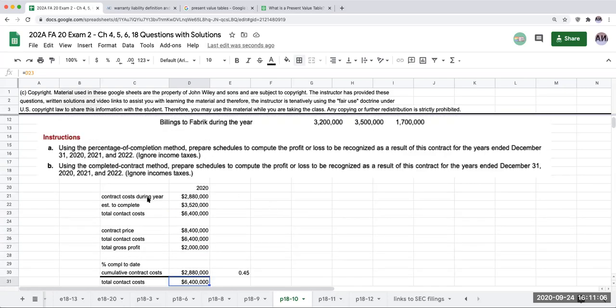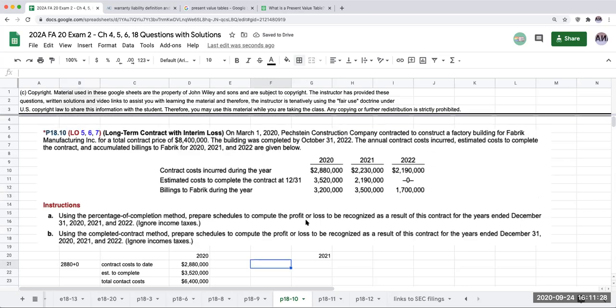Okay. So I'm going to rename this. This will be contract costs to date. And here, this is going to be 2,880,000 plus 0. This is pretty much the same number. But let's go ahead and go to 2021.